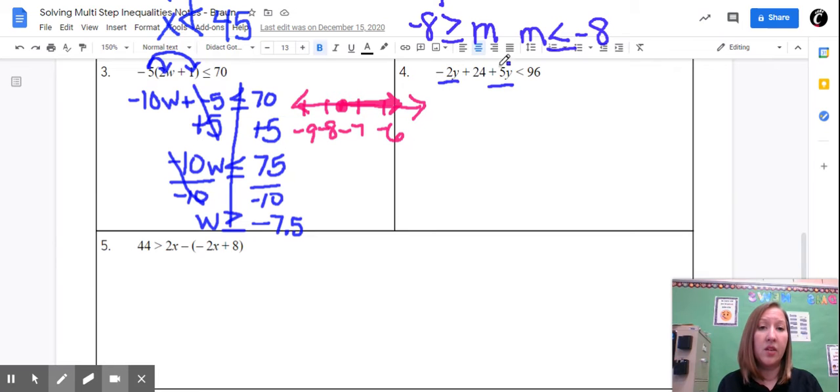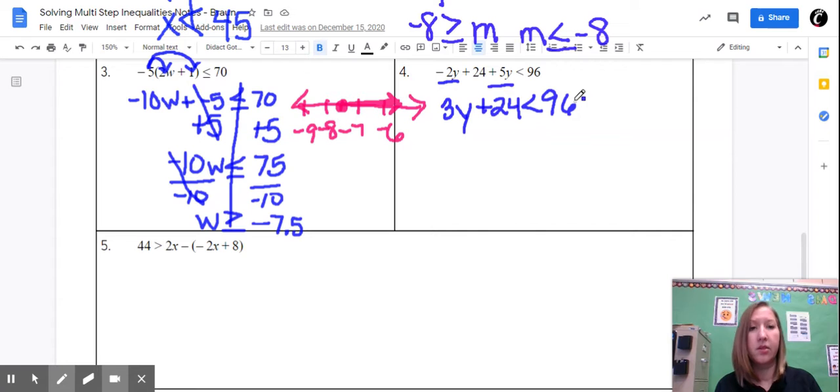Since we have a positive and a negative, we're actually going to subtract, because remember, same you add, different you subtract. So since we have different signs, we're going to subtract. 5y minus 2y is 3y. And since 5 is bigger and 5 is positive, 3y is going to be positive. So this is going to combine to be 3y plus 24 is less than 96.